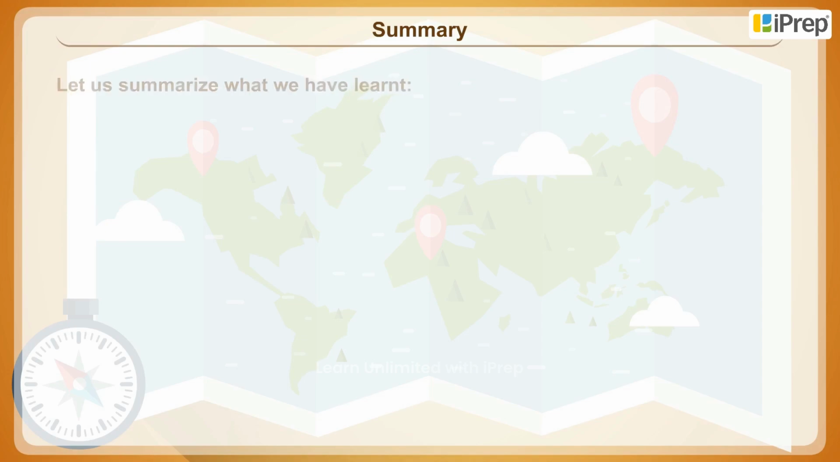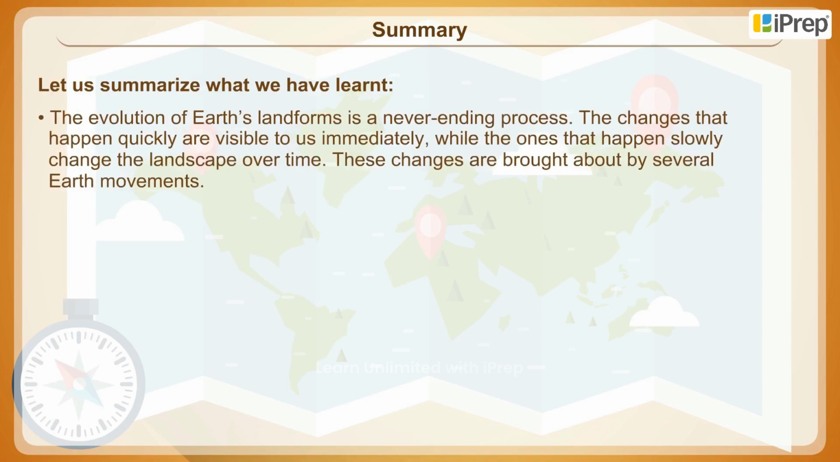Summary. Let us summarize what we have learned. The evolution of Earth's landforms is a never-ending process. The changes that happen quickly are visible to us immediately, while the ones that happen slowly change the landscape over time. These changes are brought about by several Earth movements.